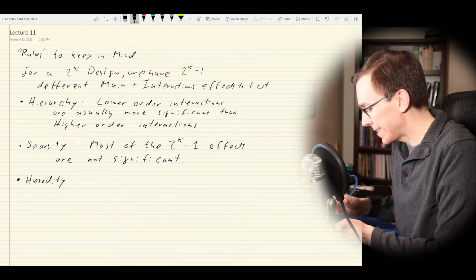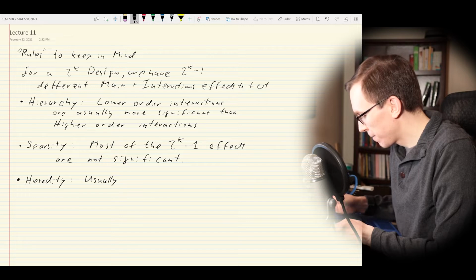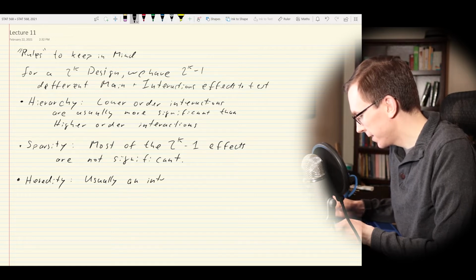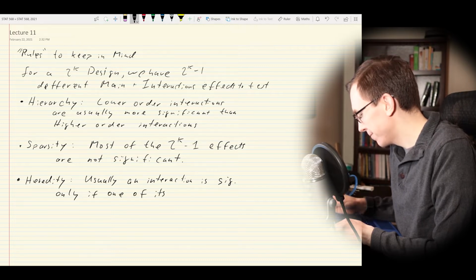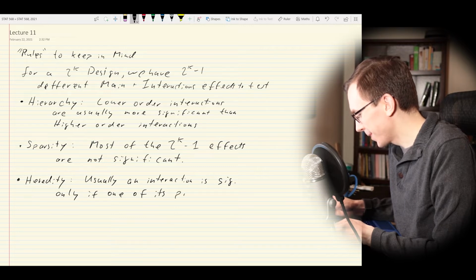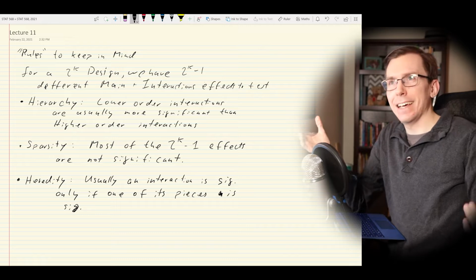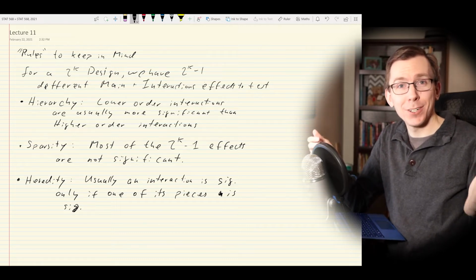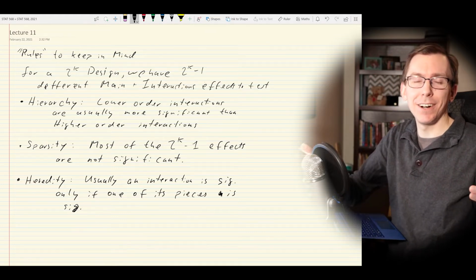The last one is heredity. And this is usually an interaction is significant only if one of its pieces, for lack of a better word, is significant. One or more, I should say, but the idea is that if we have a significant interaction between factors A, B, and C, we'd probably expect at least one of those to be significant on their own.